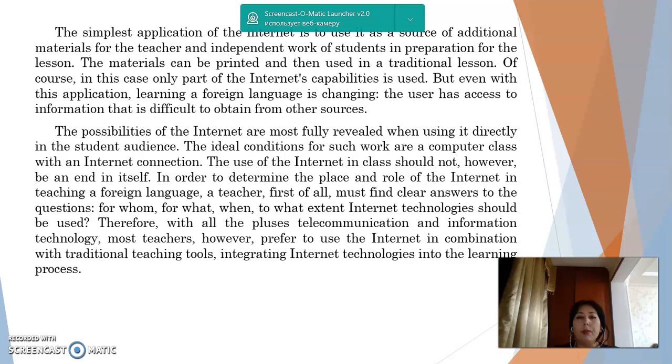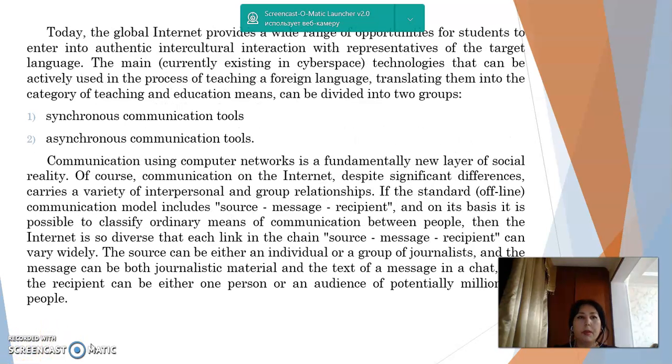Therefore, with all the pluses to telecommunication and information technology, most teachers, however, prefer to use the internet in combination with traditional teaching tools, integrating internet technology into the learning process. Today, the global internet provides a wide range of opportunities for students to enter into authentic intercultural interaction with representatives of the target language.